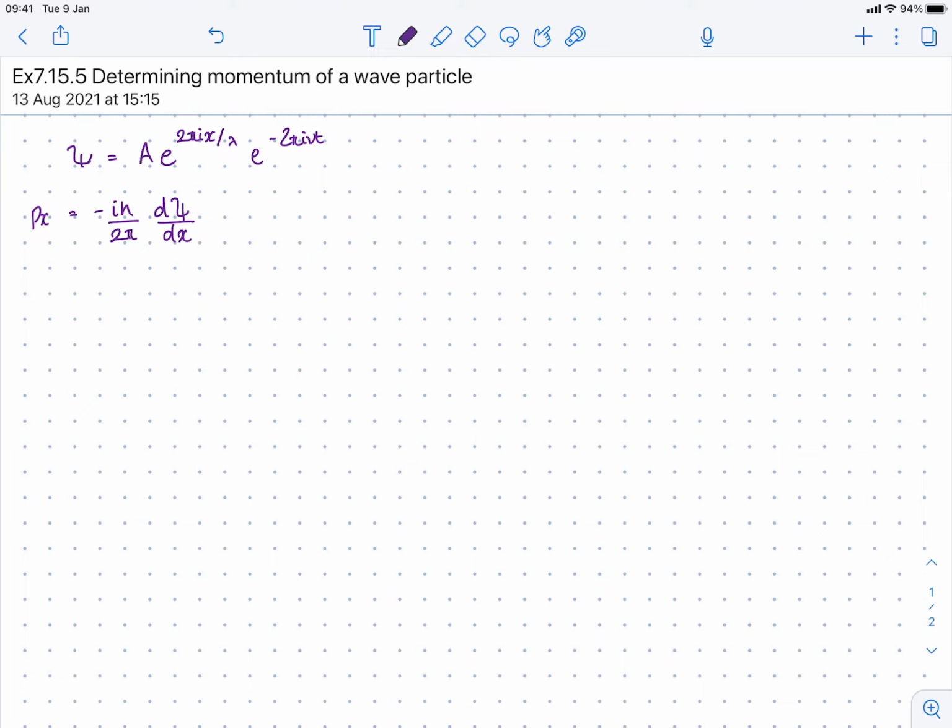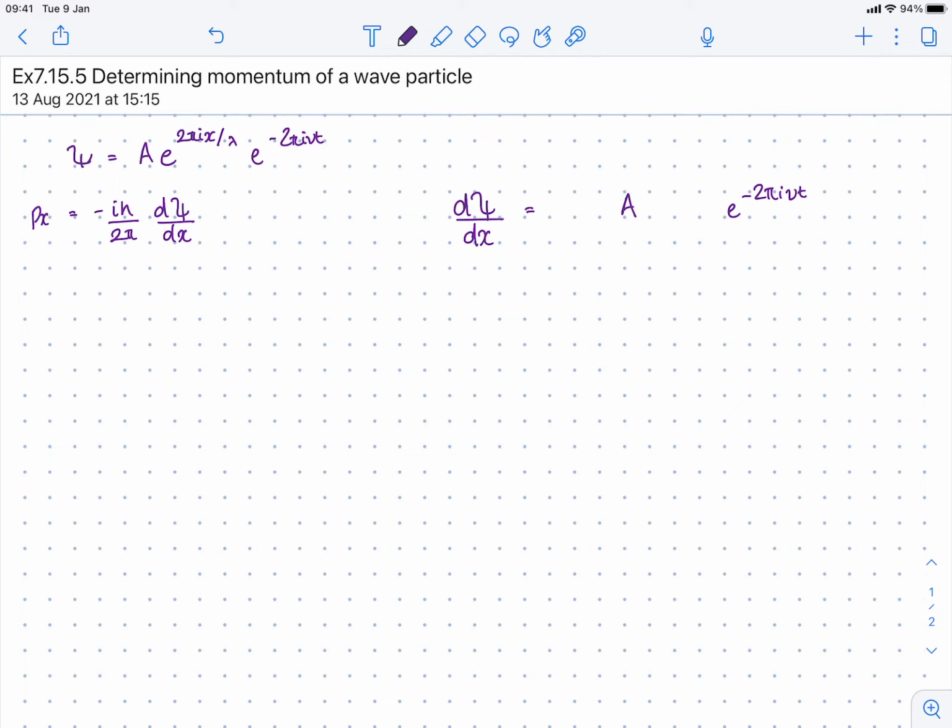So we're asked to determine the momentum, the p_x of this, where p_x is minus ih over 2 pi d psi by dx. So the first thing I want to do is differentiate my wave function here with respect to x. So I'm differentiating e to the ax essentially. I've got a whole heap of constants which are unchanged, so I'm going to write in first off my constants, because they're multiplicative constants, they will stay there.